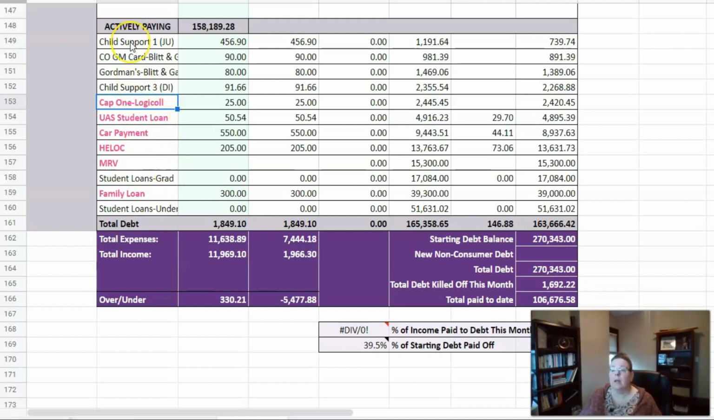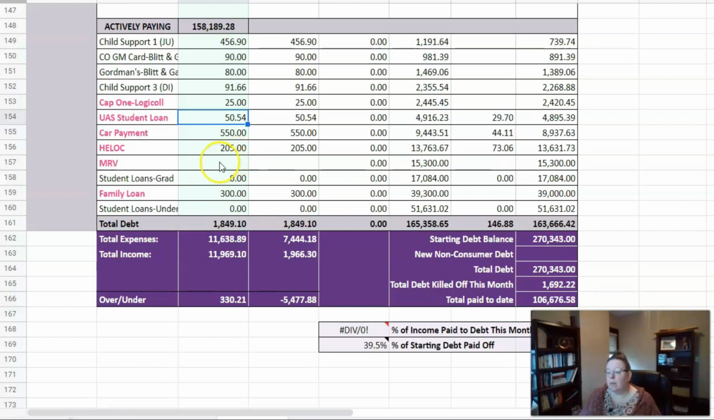So the first one, my husband does pay child support, and he had 3 orders, which he paid one off about a year ago. This one is just about to be done, thank goodness. So we'll pay $456 in child support to this one. This is an old credit card for $90, another old credit card for $80, and then here's his other child support for $91. And then we have our Capital One card at $25, UAS student loan. This is a private student loan for Matt, has both of our names on it. Our car payment is $550.